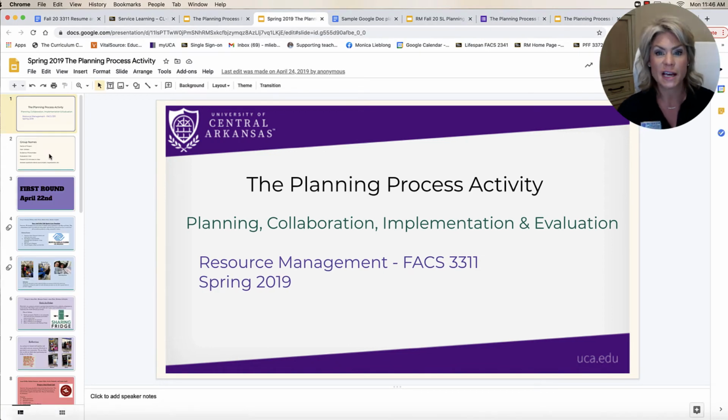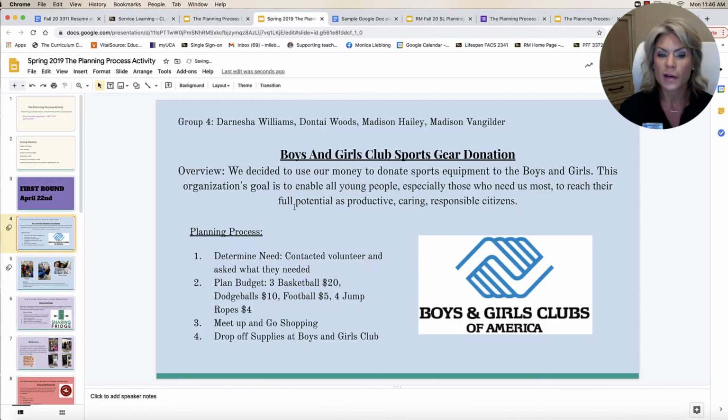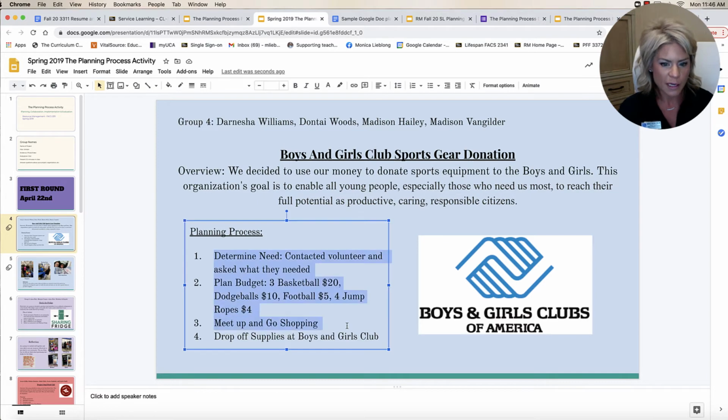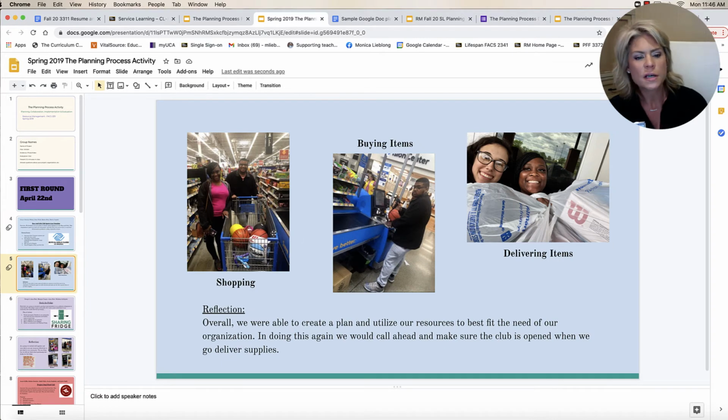This is what presentation day will look like. We have a group that chose Boys and Girls Club. They wanted to use the money to donate sports equipment to the Boys and Girls Club. Here was their planning process. Looks like they budgeted. They looked up the price of basketballs, dodgeballs, footballs, jump ropes, and then they determined they would meet up and go shopping. Once they finish that, they're going to drop off the supplies. These are photographs of them actually carrying out the project.